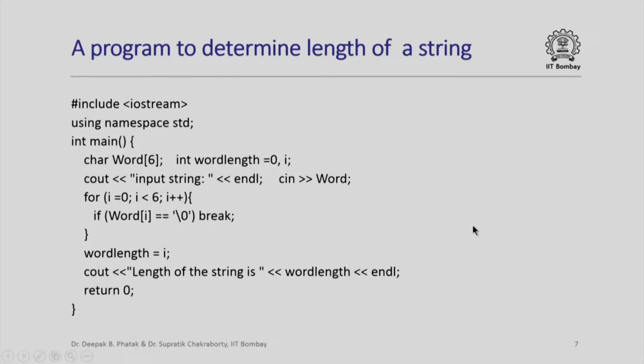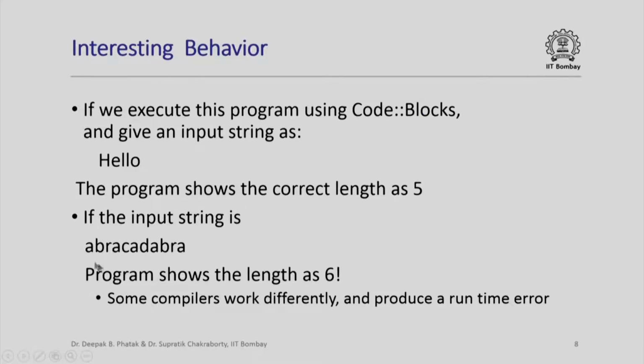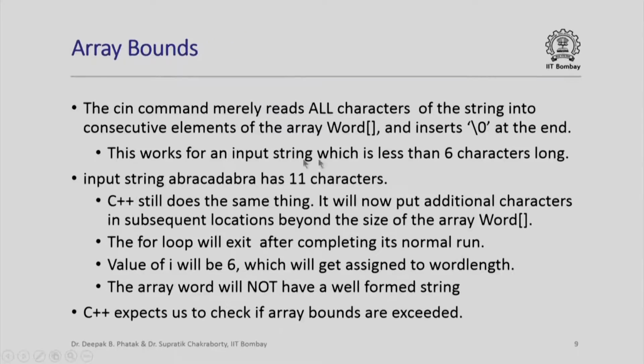However, when we input a larger string such as abracadabra, the compiler, depending upon how it is implemented, might either terminate the loop execution as directed or give some runtime error, because you are trying to stuff additional characters in an array which is less than 11 characters long. So, the cin command merely reads all characters of the string into the consecutive elements of array word and inserts a \0 at the end.